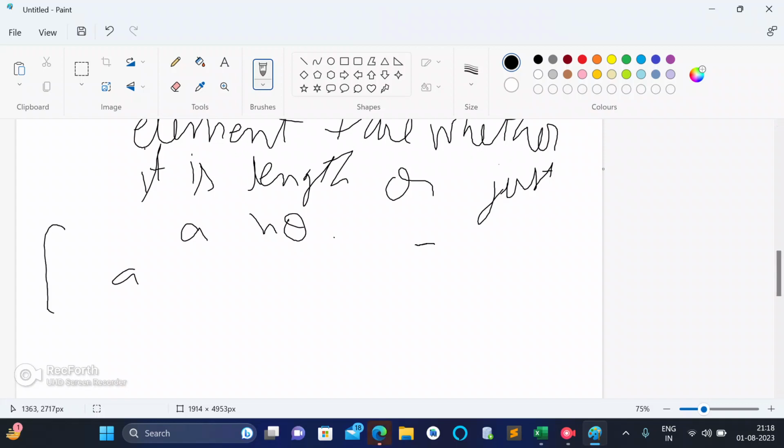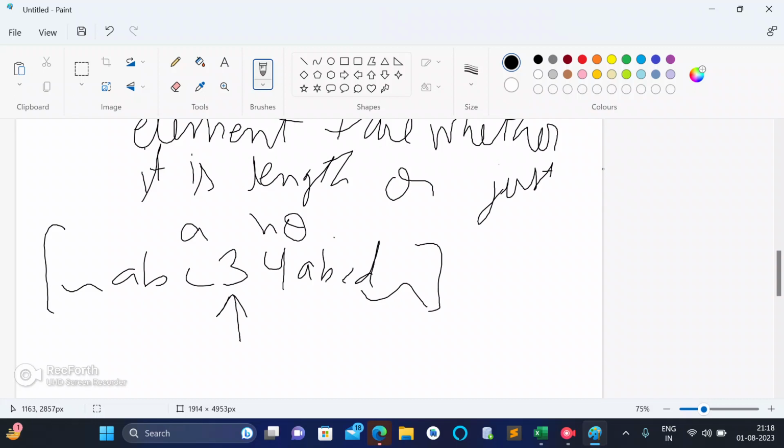So what is the end element? Suppose in the array there are some elements here and some elements here, and here we are given A, B, C, 3. So our target is to make this position true. Suppose now it is given 4, A, B, C, D. So now my target would be to make the D position true.